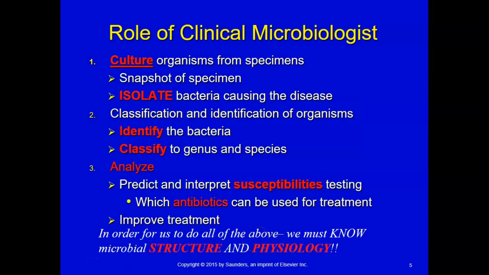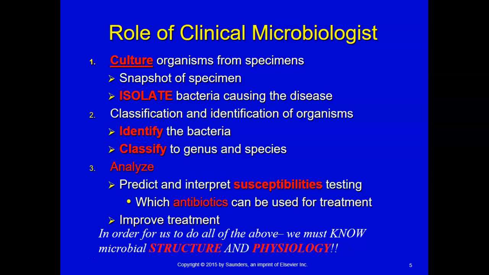So here comes the really important part. What is the role of the clinical microbiologist? What do we do? Well, first we isolate bacteria causing disease. Then we identify the bacteria causing a disease, giving it a name to genus and species. Then we analyze the bacteria, which means we figure out which antibiotics can be used for treatment.